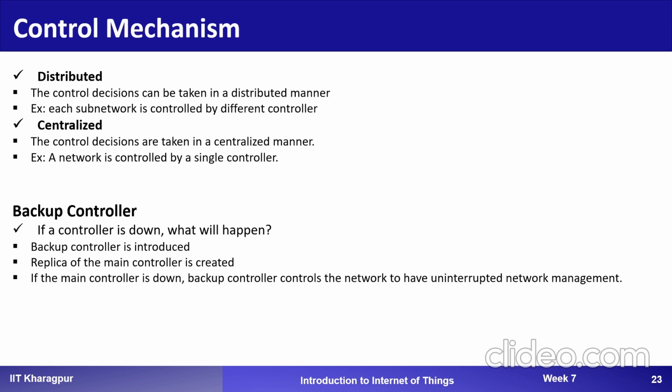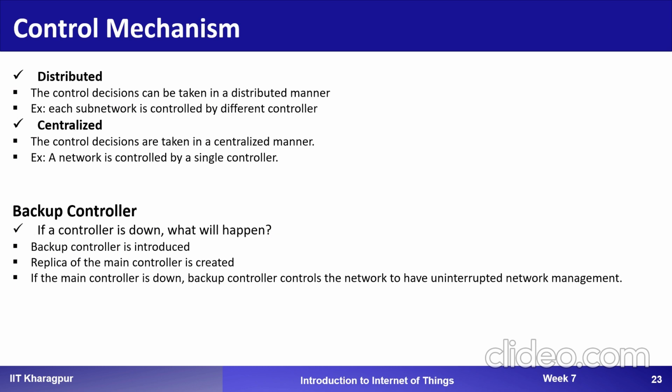Now, the control mechanism. The control mechanism can either be distributed or centralized. If the control decisions are taken in a distributed manner, then it is a distributed control mechanism, and if they are taken in a centralized manner, then it is a centralized control mechanism.